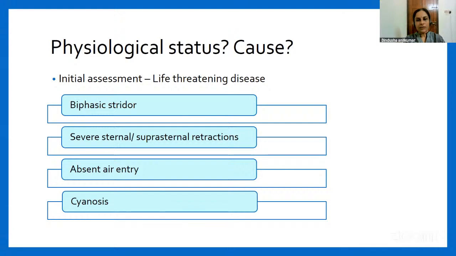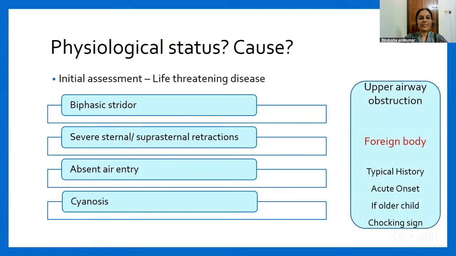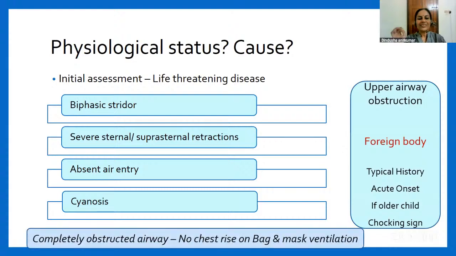Here, even if you do a bag and mask ventilation, suppose the airway is completely obstructed with a foreign body, you will not be able to make any air enter into the chest. So there won't be any chest rise at all in the case of complete airway obstruction. So you will have to remove that obstruction. So how will you remove that obstruction?